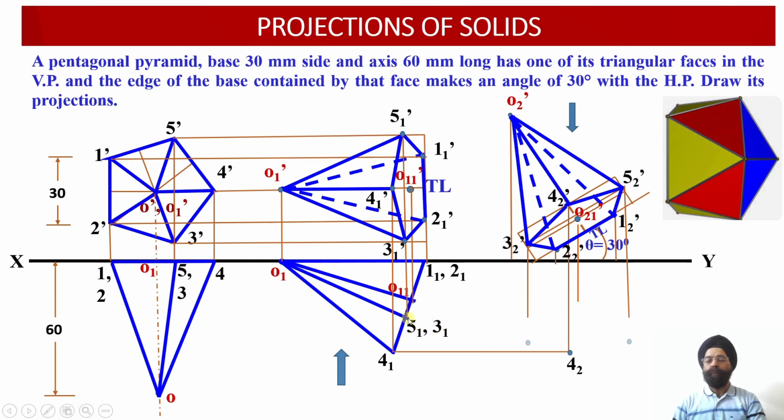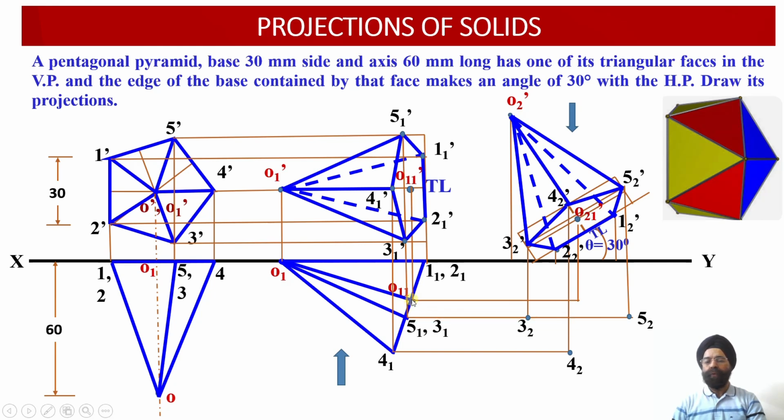So now from point 51 and 31 we have drawn this horizontal projector line. Wherever this horizontal projector line drawn through 51 and 31 intersects with the vertical projector drawn through the point 52 dash, we will obtain point 52. Wherever it intersects with the vertical projector line drawn through 32 dash, we are able to obtain the point 32 over here. Then the next point is O11.